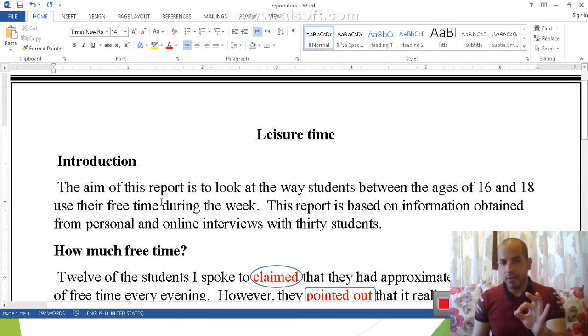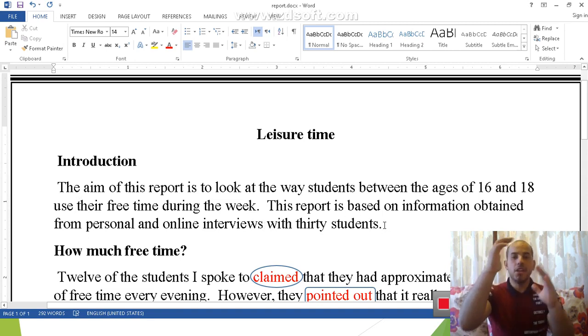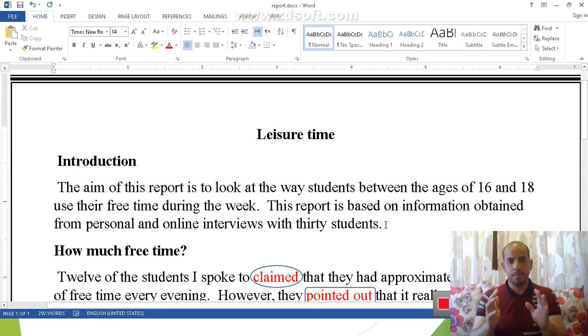The aim of this report is to look at the way students between the ages of 16 and 18 use their free time during the week. This report, now I am telling my resources, okay? Report is based on information obtained from personal and online interviews with 30 students. So in the introduction, I have the topic, I have the main idea, the aim of my report, why I write this report, and I also showed you, okay, my resources.